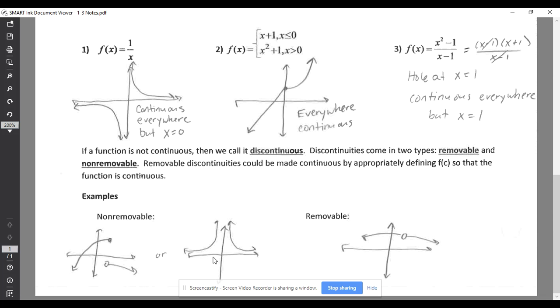Same thing with this. It is kind of a bad drawing, but this is an asymptote. So there's no way you could define the function at x equals 0 to make that continuous. This one, however, is just a hole, so the limit exists, which means you could actually define the function right here at this x value. You could fill that hole in to make this continuous. So that's what makes that a removable discontinuity.